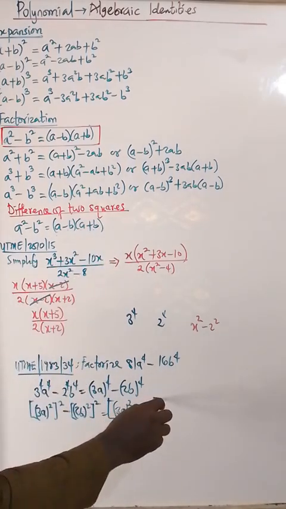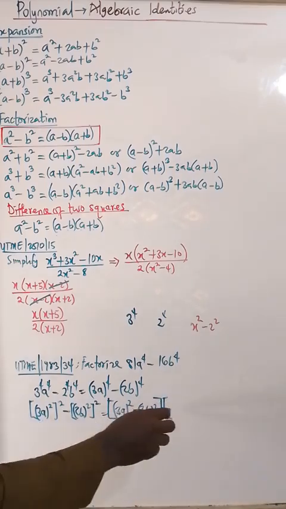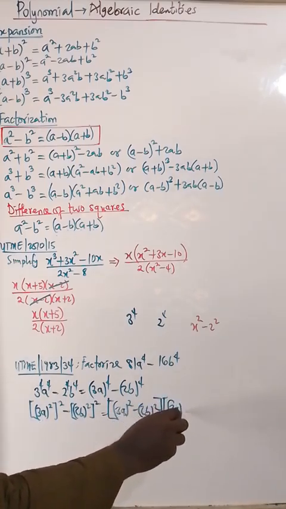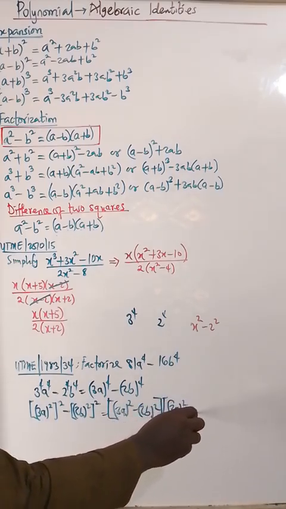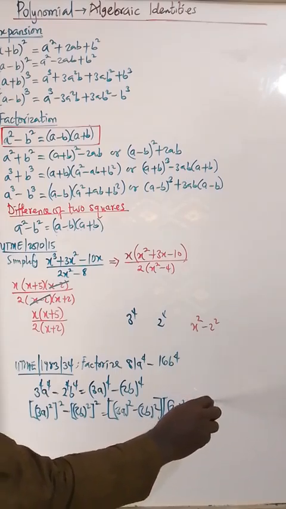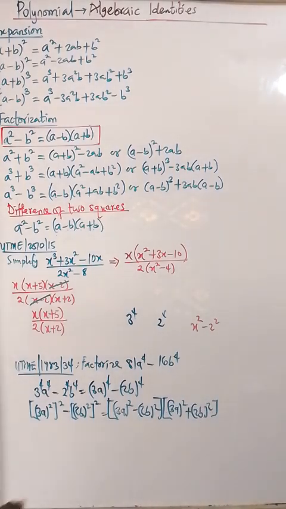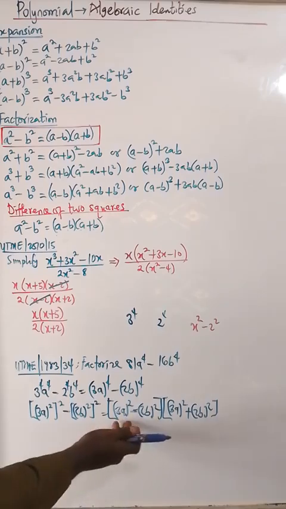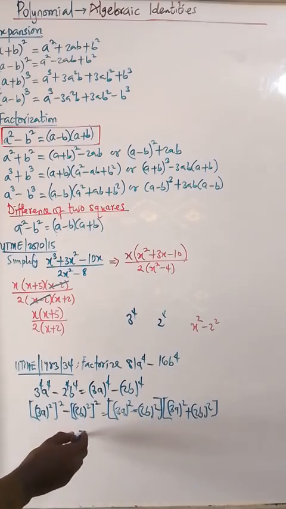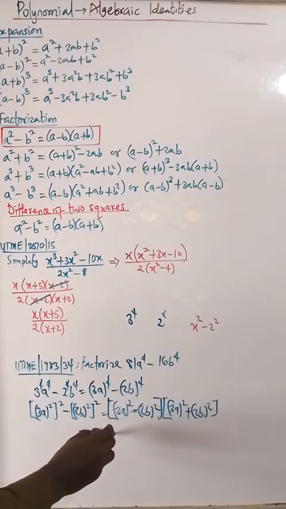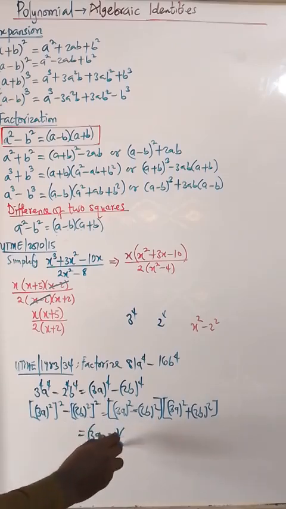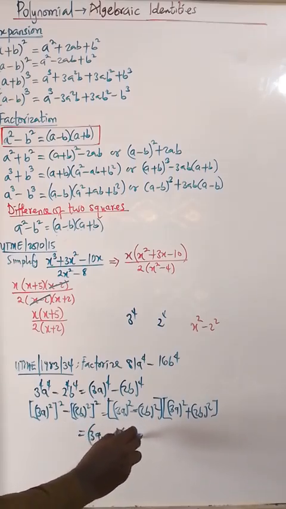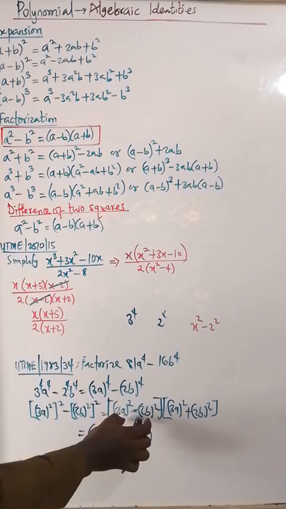If you have to add, we have what here? 3a all squared plus 2b all squared. Then, if you notice, this is another square, difference of 2 squares. If you go for that here, subtract first, this becomes 3a minus 2b. Then let's add: 3a plus 2b. This represents what we have here.